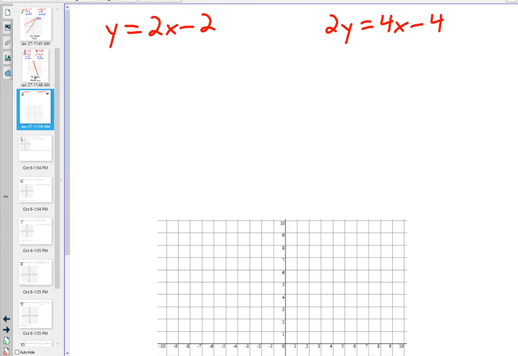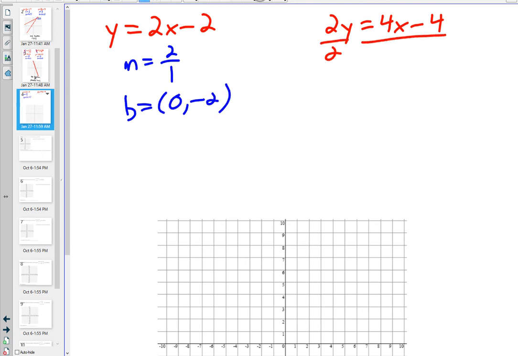Okay, this next example. Slope is 2/1. Y-intercept is 0, -2. On the next one, you can just divide both sides by 2. We're trying to get them both in slope-intercept form. Y equals 2x.